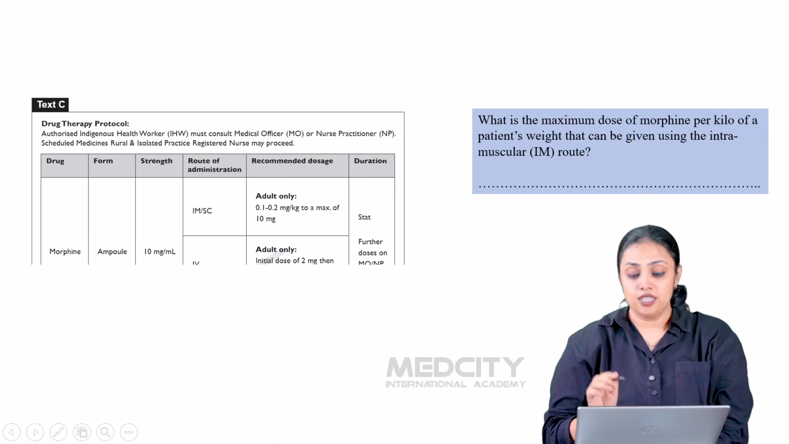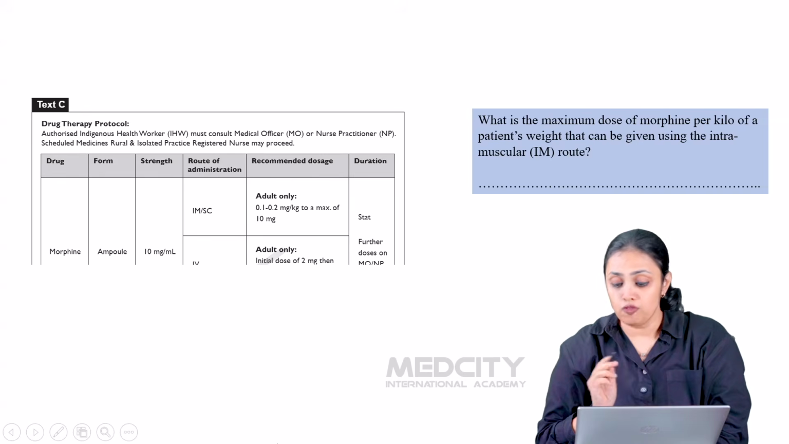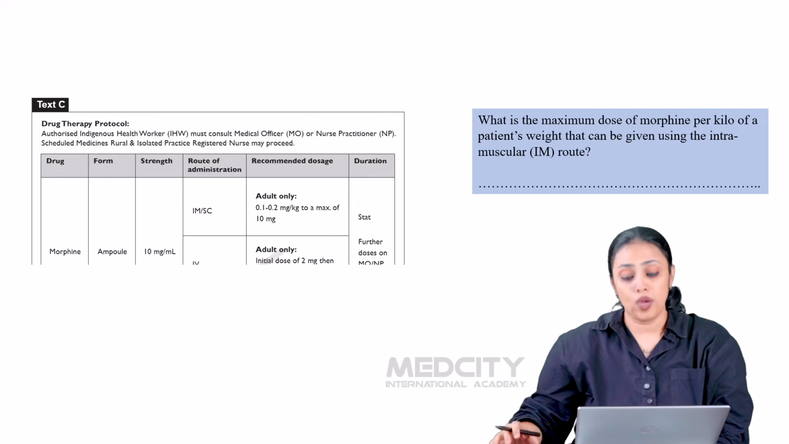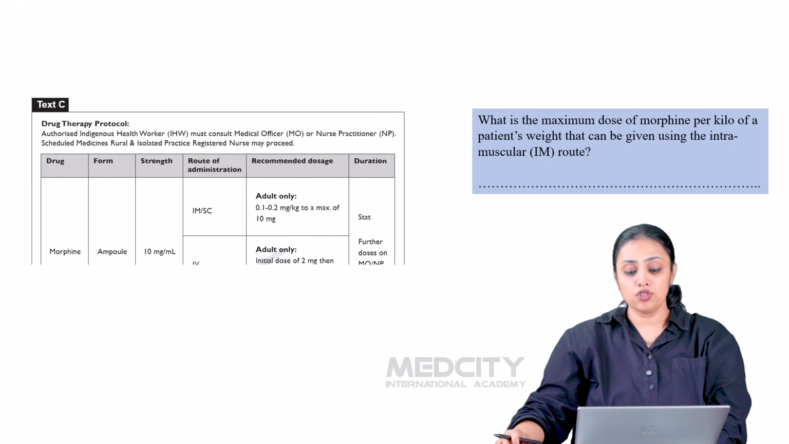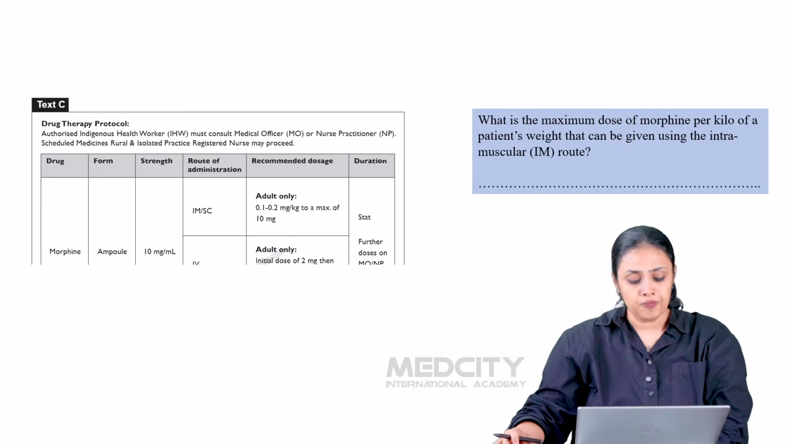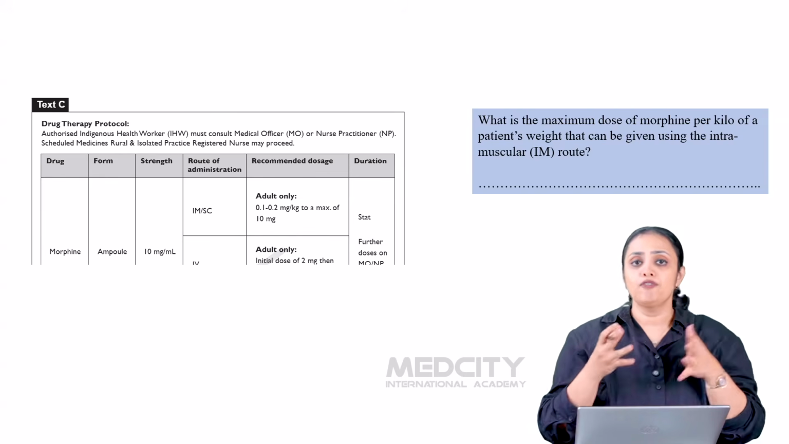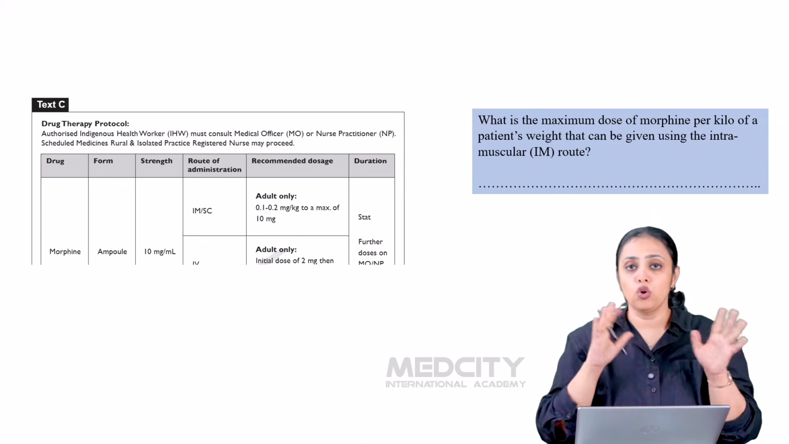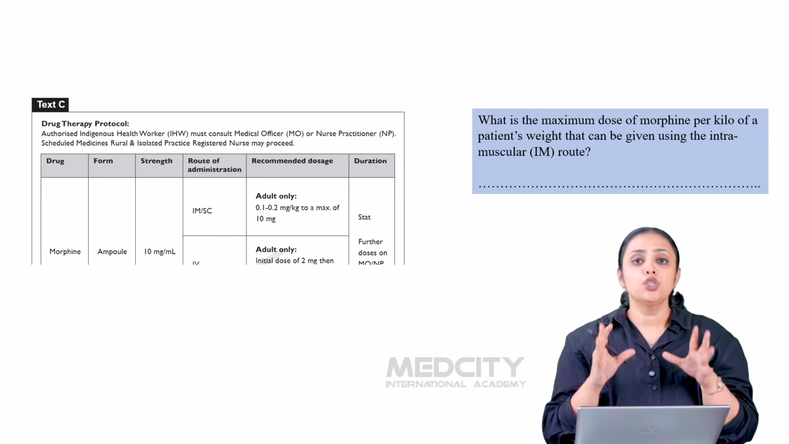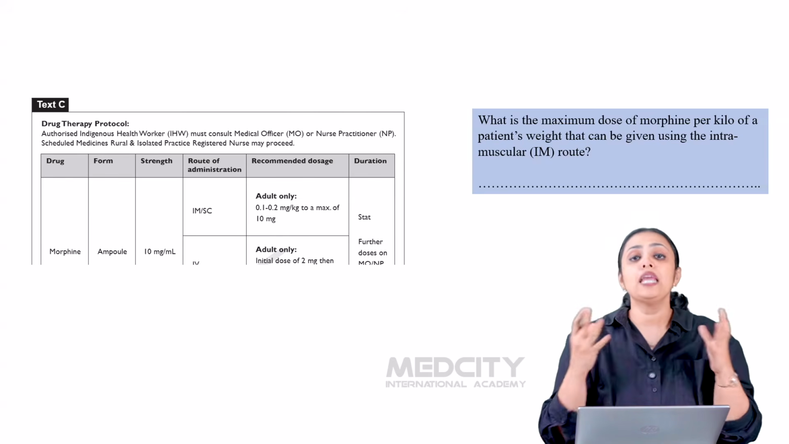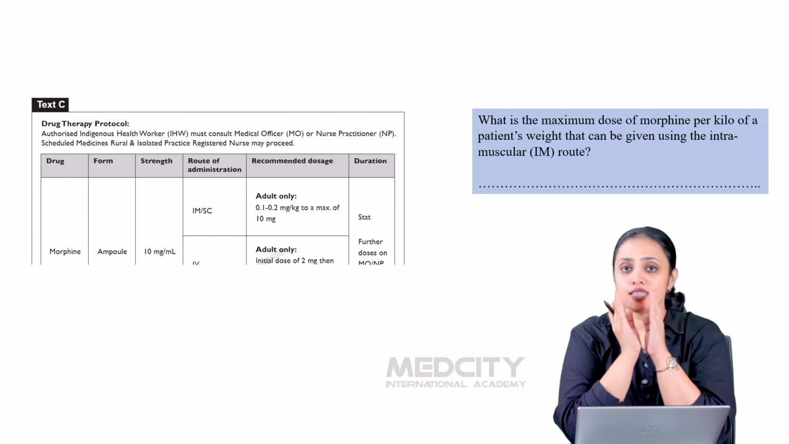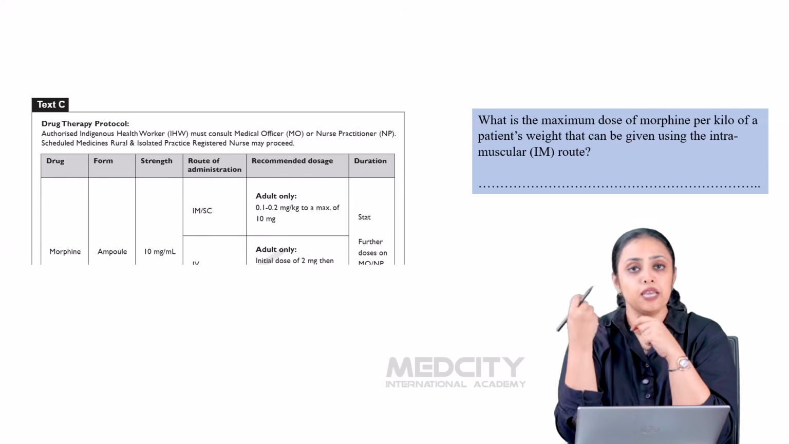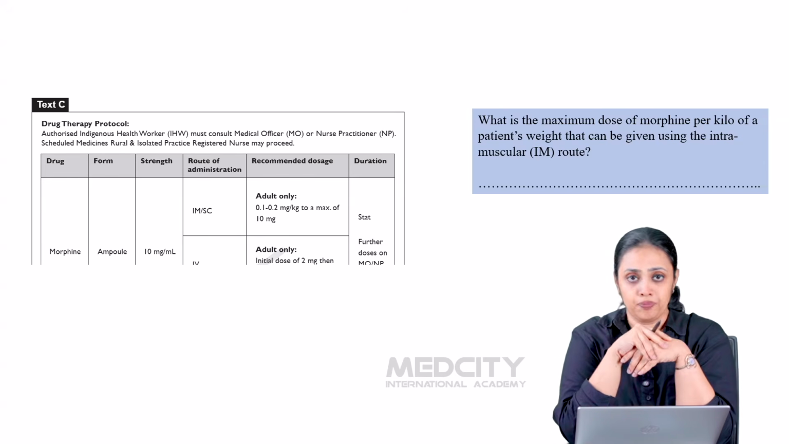The question says, what is the maximum dose of morphine per kilo of a patient's weight that can be given using intramuscular route, IM route? Now Part A, as you know, has 4 texts, and initially we'll be just skimming through all 4 texts to understand the basic or main idea that each of these texts conveys. After that, based on the question, you start scanning.